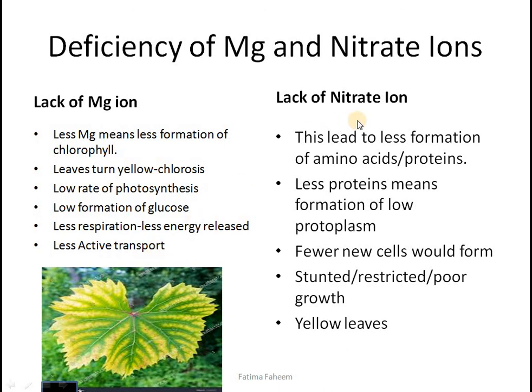On the other hand, nitrate ion deficiency leads to less formation of amino acids and proteins. Less protein means formation of less protoplasm, or fewer new cells would be produced. It would lead to stunted, restricted and poor growth of the plants, and also would lead to yellowing of the leaves.